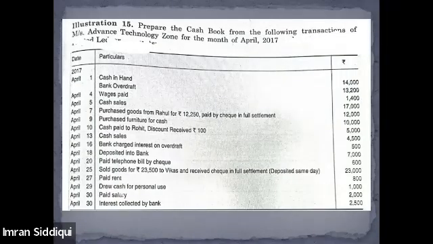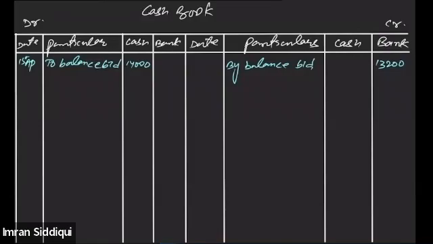Okay. Then it says wages paid. So basically, if nothing is given in the question, we will presume that we must have paid it through cash. So it will be recorded on the credit side by wages account. So it was on 4th of April, $1,400.